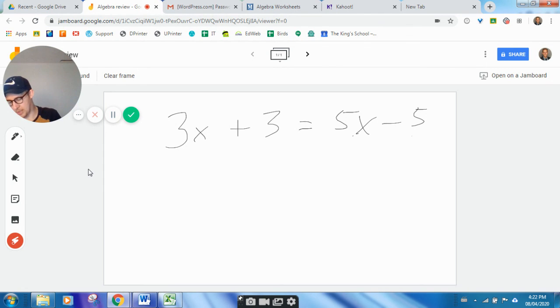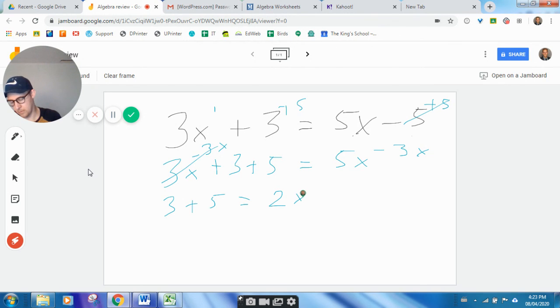And just for fun, let's solve this problem. So what I'm going to do here is add 5 to both sides first. Oops. So I've got 3x plus 3 plus 5 equals 5x. And I'm going to subtract 3x from both sides. Crosses that out. Crosses that out. And 3 plus 5 is equal to 2x. I'm going to simplify it by combining my like terms.